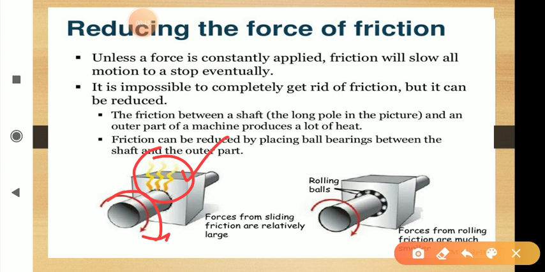To reduce this frictional force, we use ball bearings in between the contact of two surfaces. The ball bearing will provide the rolling friction, and as we know that rolling friction has a smaller value, in that case the heat produced will be less, which means loss of energy will be less. So to reduce the force of friction, we generally use rolling, we convert the sliding friction into rolling friction.